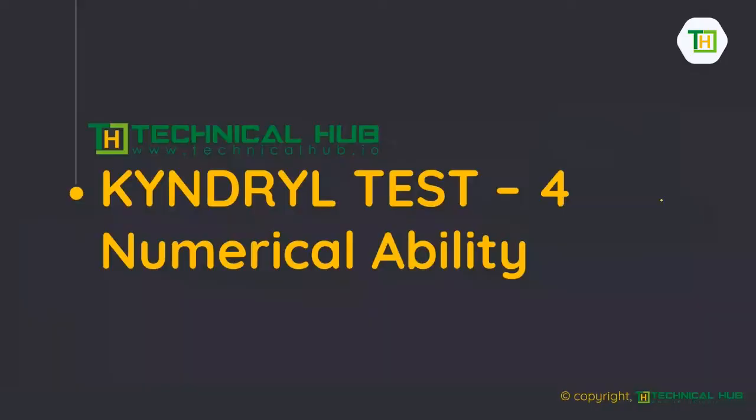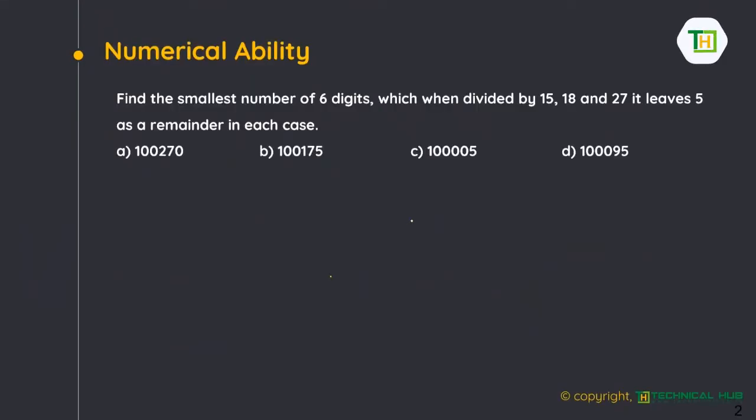Yesterday's exam, Kyndryl test 4, numerical ability. Look at the first question. Find the smallest number of 6 digits which, when divided by 15, 18 and 27, leaves 5 as remainder in each case. Here we need to calculate, among 6-digit numbers, the smallest number which, divided by 15, 18 and 27, leaves a remainder of 5 in each case.